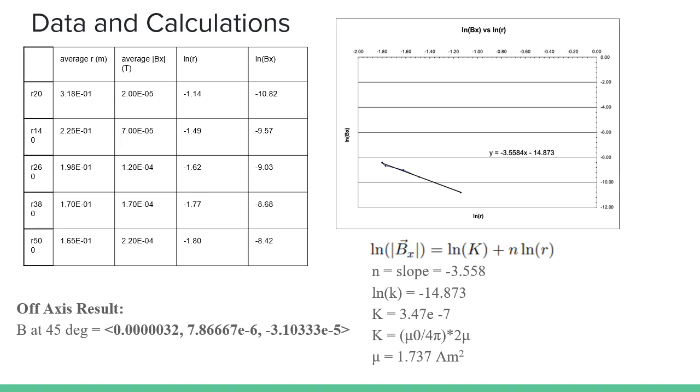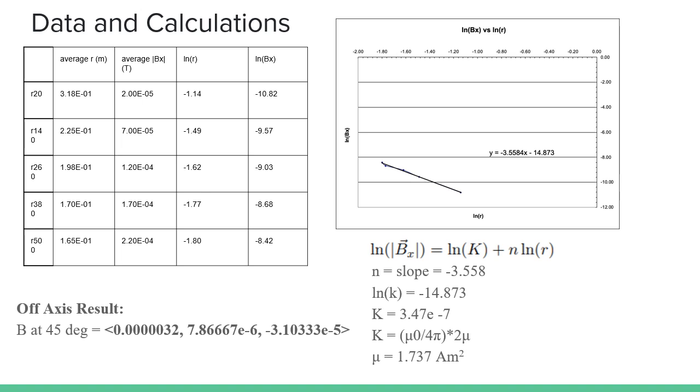And again, like I said earlier, we have an equation that resembles y equals mx plus b, except in our case, the mx is n times the natural log of r. So in this case, n would be equal to negative 3.5584. So that is what we have for the value of n. So using that and using our equation, we can solve for mu. Doing some algebra with the numbers that we got in the equation, we can get mu to be 1.737 ampere meter squared.